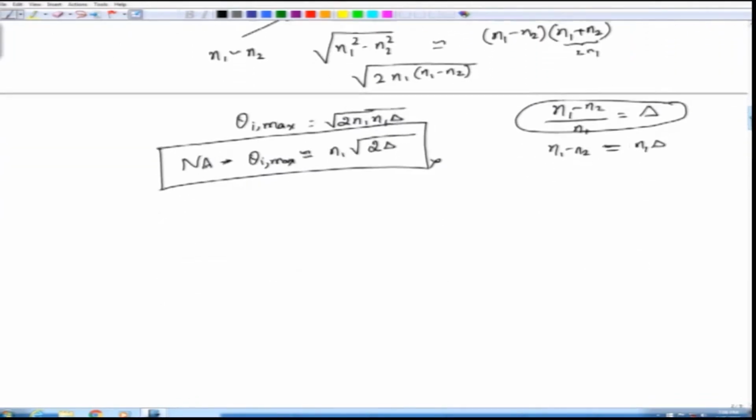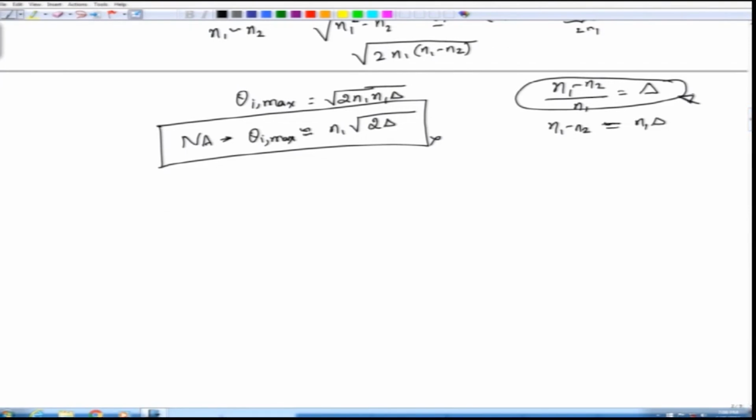And this is just a definition of the index difference relative to n1. You can define just n1 minus n2 as delta, and then you will get a slightly different result, square root of 2 n1 into delta. It all depends on how you define it.